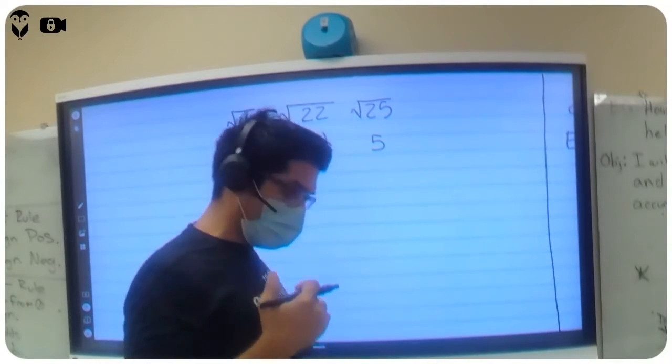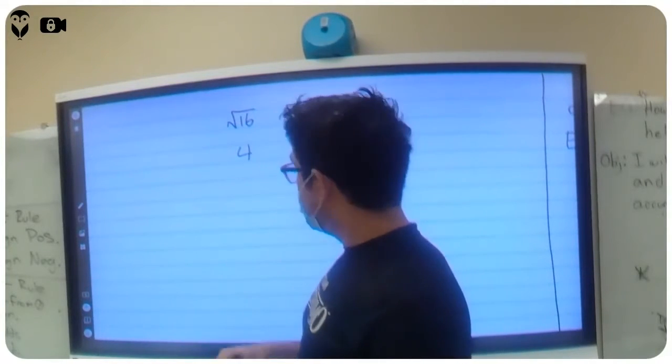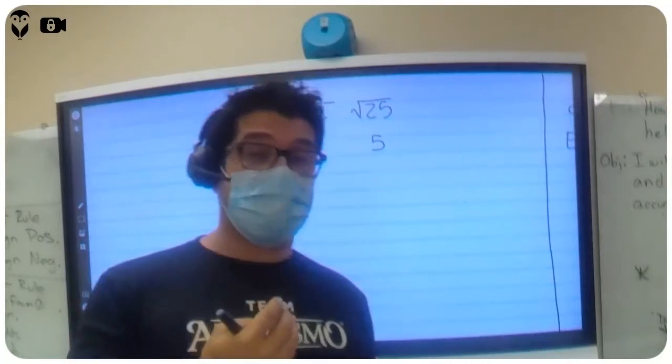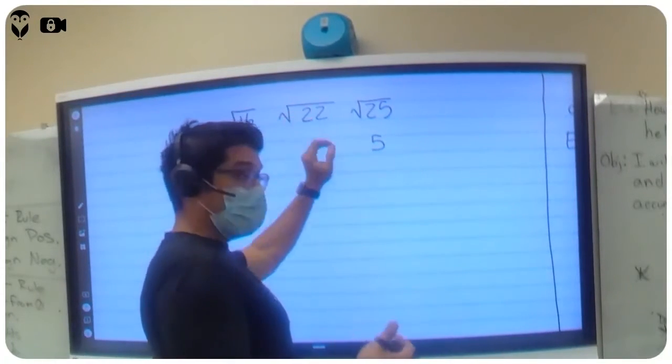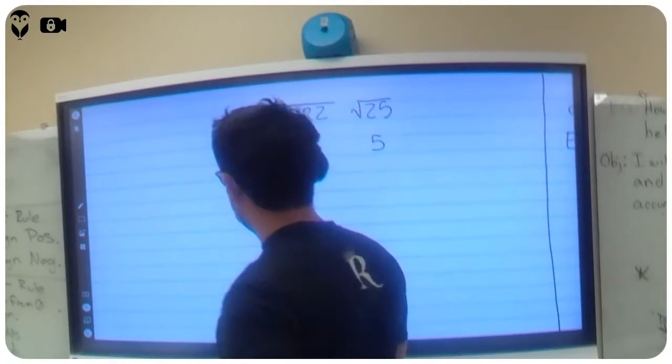Remember, square roots are asking what number times itself equals that number that's here. So now that I know it's between 4 and 5, I know it's a decimal, which makes it an irrational number because there's no decimal that times itself is going to make a whole number. So we're going to try to get as close as possible without going over.